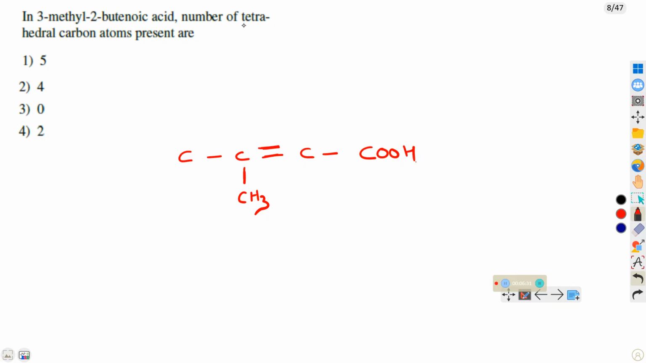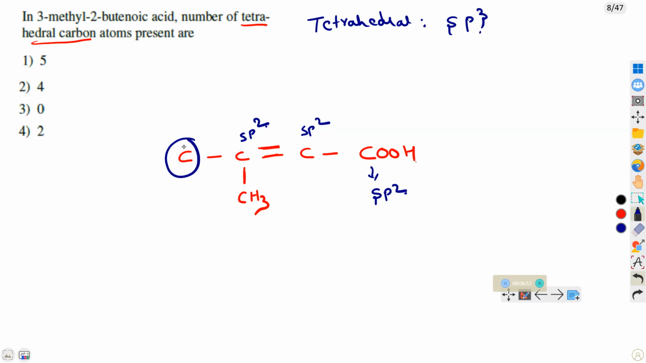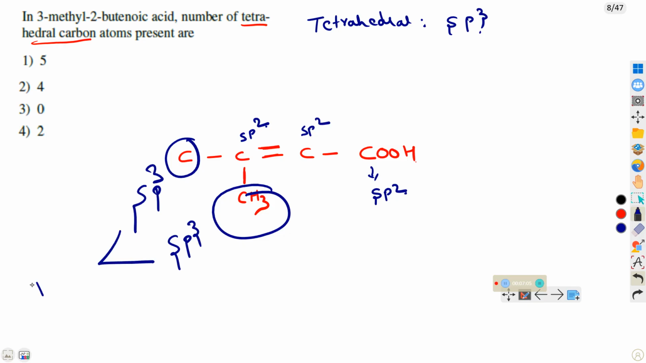The number of tetrahedral carbon atoms. Tetrahedral geometry is possible if the carbon atom undergoes sp3 hybridization. In the COOH case, the carbon atom undergoes sp2 hybridization. Around this carbon, one pi bond is there, sp2. This carbon also undergoes sp2 hybridization. But this carbon undergoes sp3. Even this carbon also undergoes sp3. These are sp3 hybridized carbons, so the geometry is tetrahedral. Fourth option is correct.